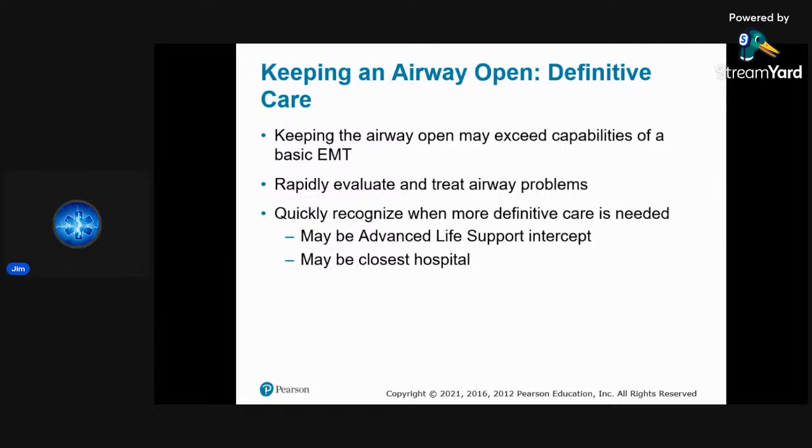Sometimes, in order to keep an airway open, it exceeds the capability of what you can do as an EMT. So it's outside your scope, right? This will require that we need advanced life support or paramedic or advanced EMT for an endotracheal intubation. That's the ultimate airway in the field. However, if the hospital is closer than our nearest intercept, we may just manually control the airway and get them to the hospital.